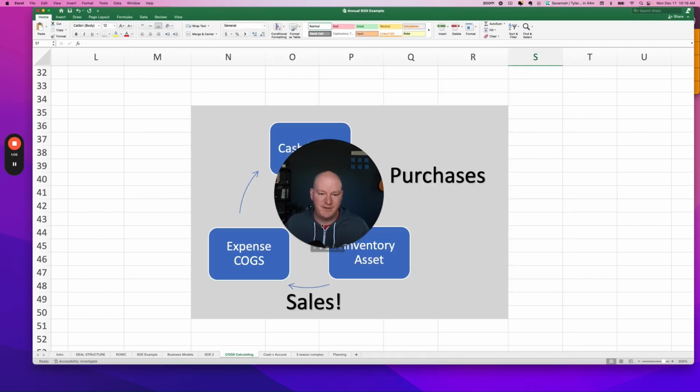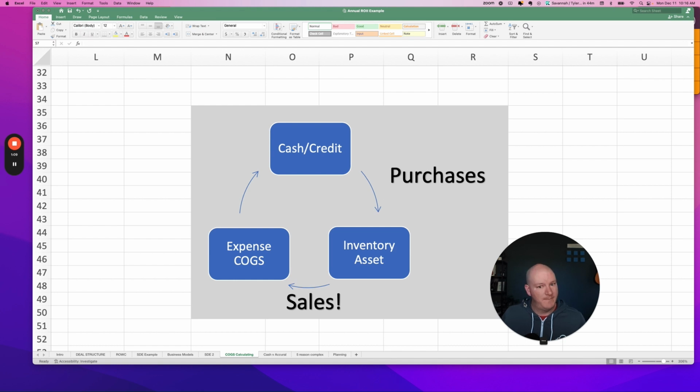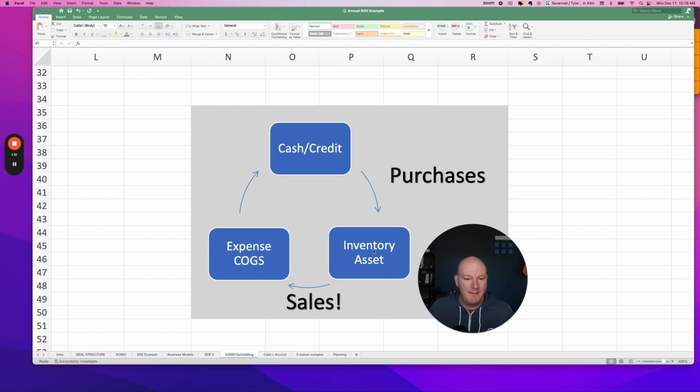Okay, let me start with a little bit of theory here, get my face out of the way. Just remember quickly that if you are not putting your purchases into an inventory asset account, you're probably doing it wrong, right? The right way to do it is when I either have an accounts payable or I use my credit card or I send a check, that purchase goes into an inventory asset and it sits there until I sell the units. In 3 months, when I actually sell that unit, I expense the inventory in the form of cost of goods sold.